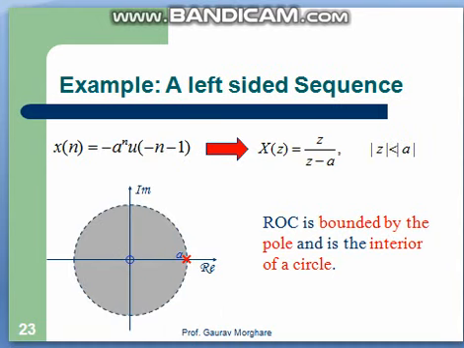Again, we also know that for the left hand side sequence minus a to the power n u[minus n minus 1], the Z transform will be the same, z upon z minus a. But the ROC here is mod of z is lesser than a. So here we see that the region lesser than a, that means the circle having a value lesser than a, is shaded.